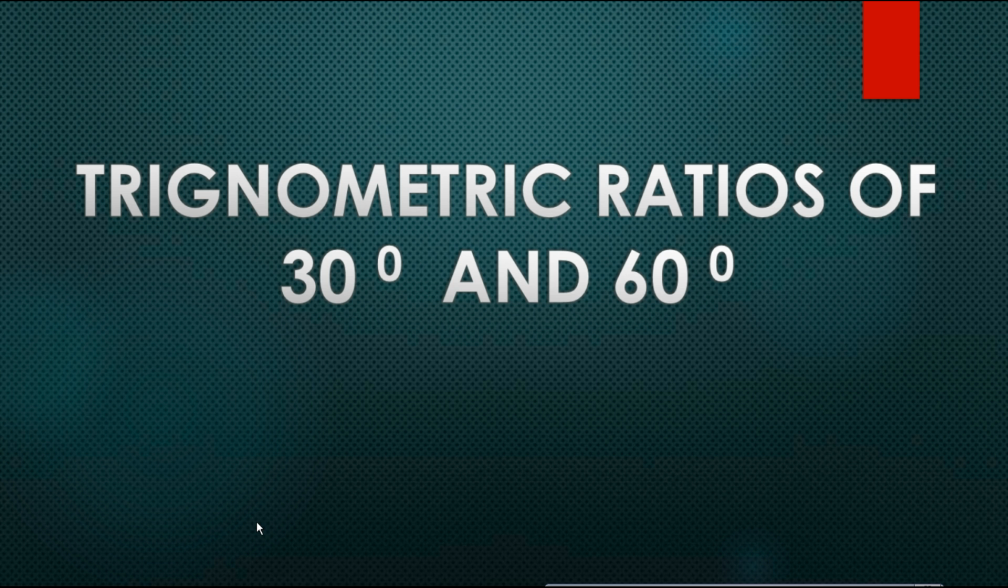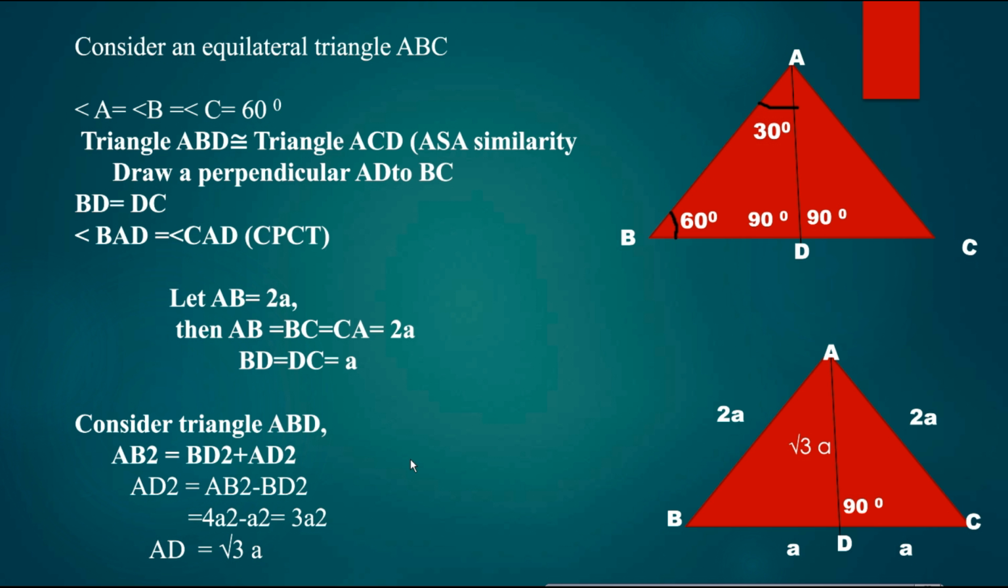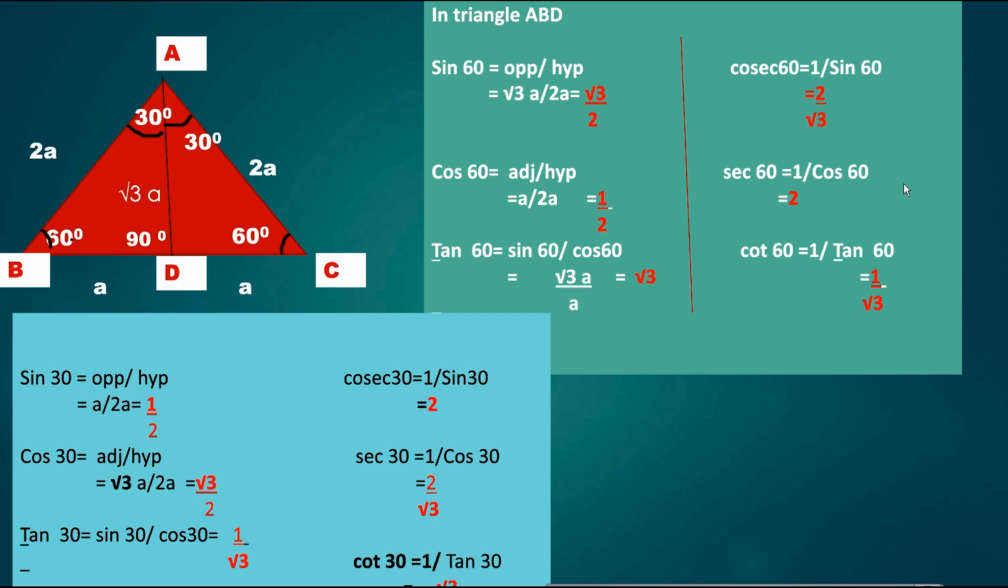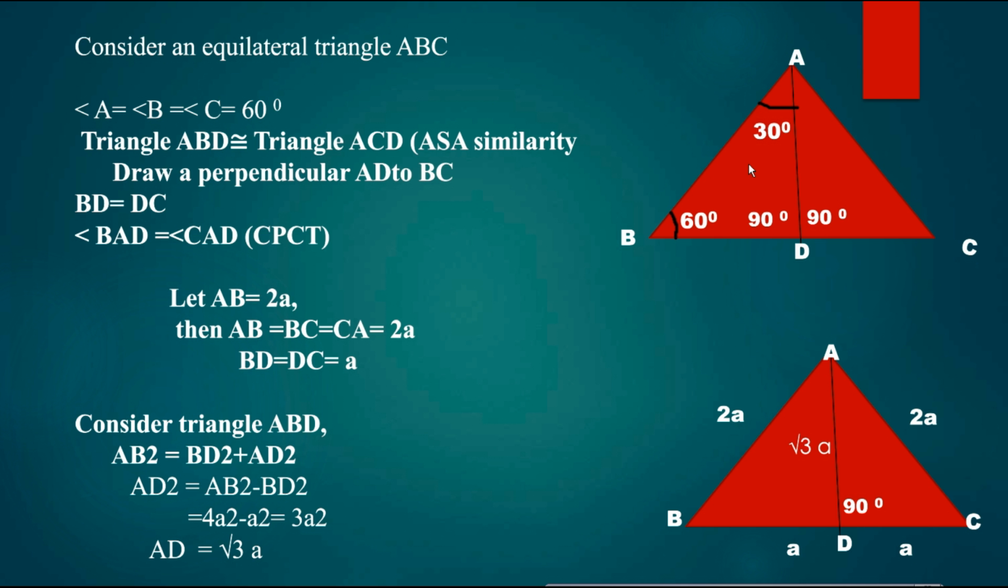Next we can find out trigonometric ratios of 30 degree and 60 degree. For that, consider an equilateral triangle ABC. For an equilateral triangle, the three angles A, B and C are equal. In an equilateral triangle, all the three sides and all the angles are equal. The sum of three angles is 180 degree. So each angle is 60 degree. Angle A equal to angle B equal to angle C equal to 60 degree.